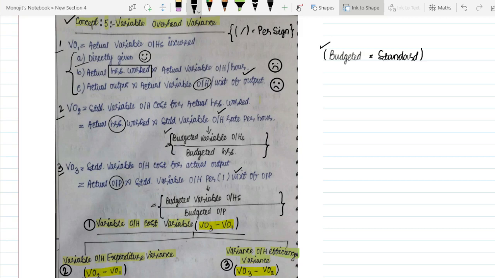In case C, the actual output into actual variable overhead per unit of output, this can also be given. In the remaining two cases you have to calculate on the basis of data.